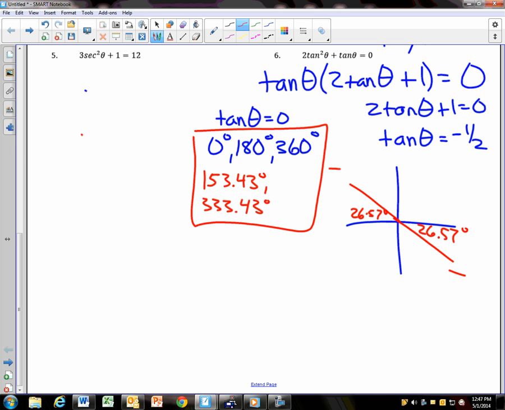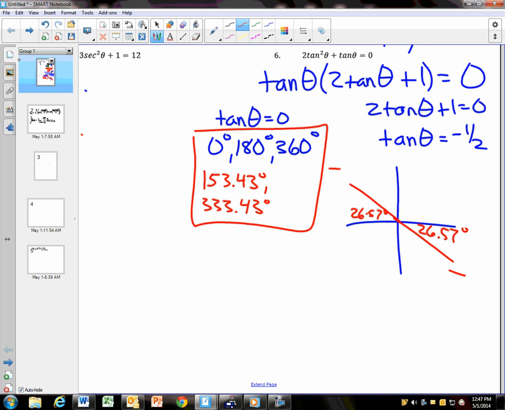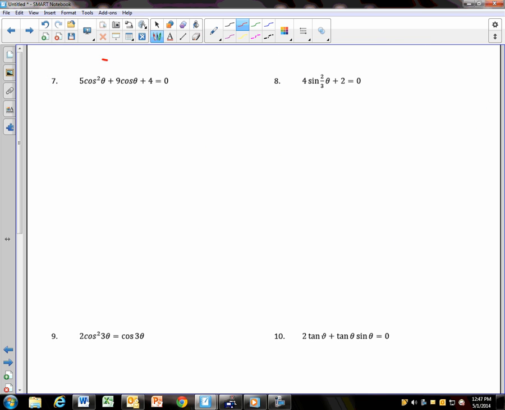You don't know. The next 2 problems will be different. Okay, let's go to the back side. We're not ready to do 8 and 9, but we sure can do 7 and 10. And they go rather quickly.